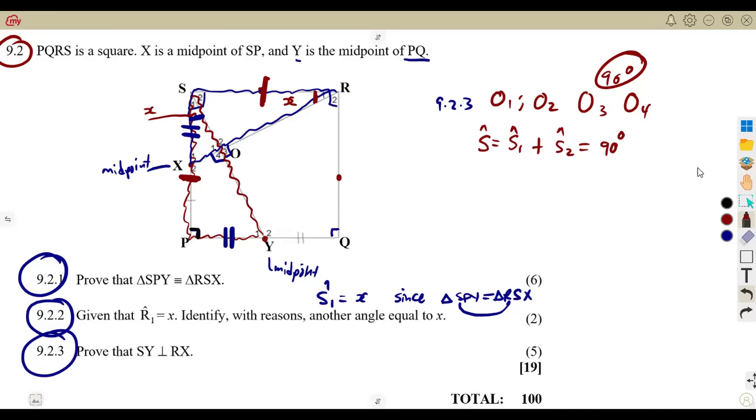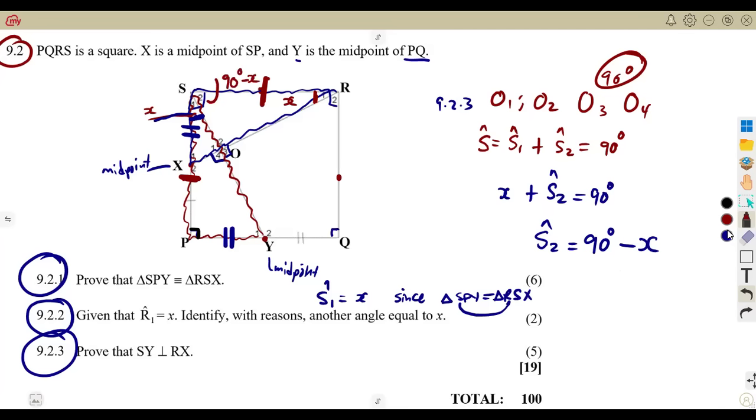We talked about this, about the interior angles of a triangle. So it means we can determine one of these in terms of X. Remember that angle S1 is X. So if I add S1, which is X, plus S2, it must give us 90 degrees. So angle S2 can be obtained in terms of X. S2 is equal to 90 degrees minus X, taking the X to the other side.